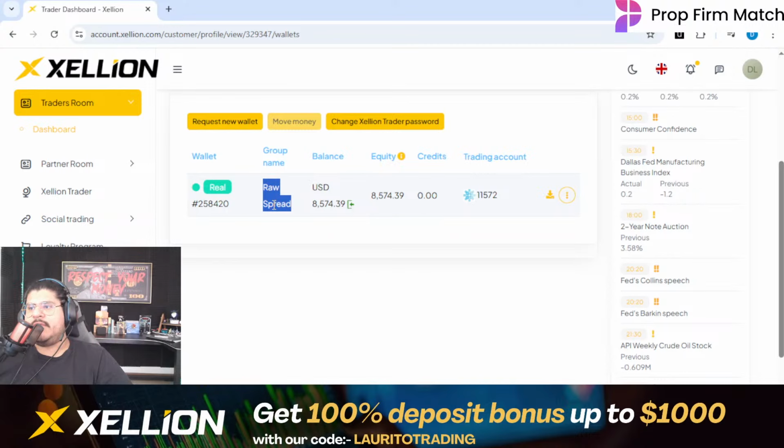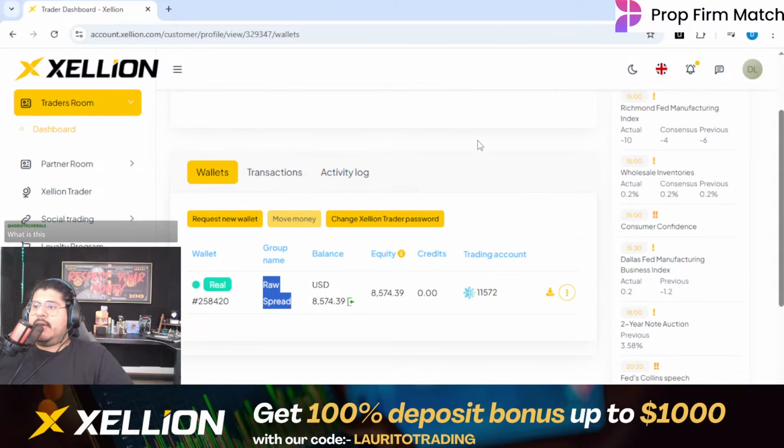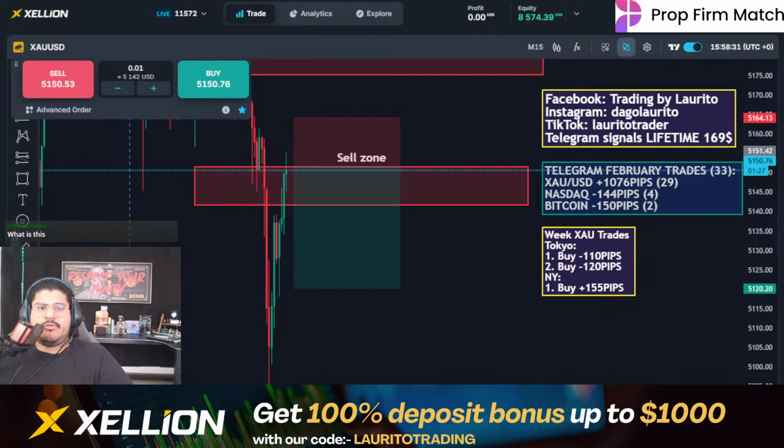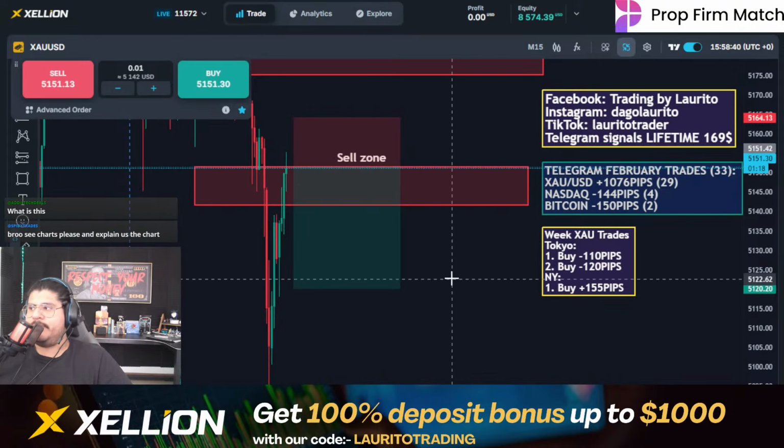If you want to apply for this, if you want to do the raw spread, remember the raw spread. It's the account that I use, and it's the one I recommend, with low spreads and good prices. So be clear of that. And this is a little introduction about how to receive the money with not too many problems, with not too many issues.